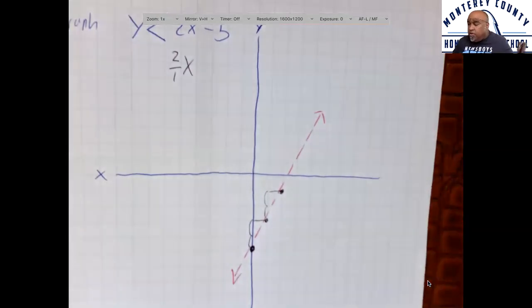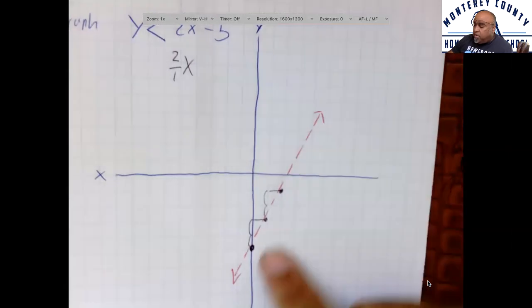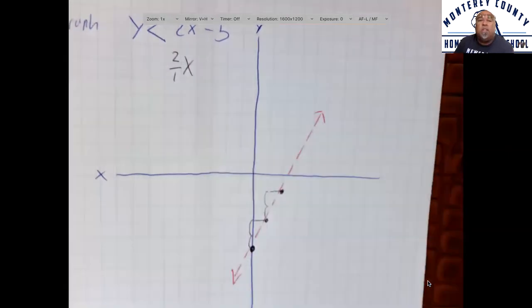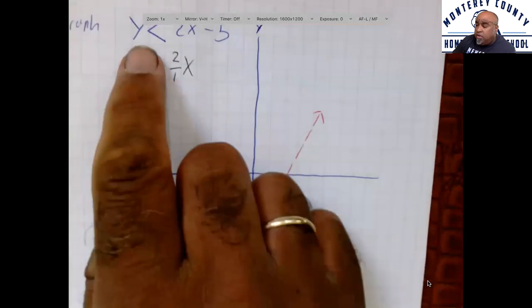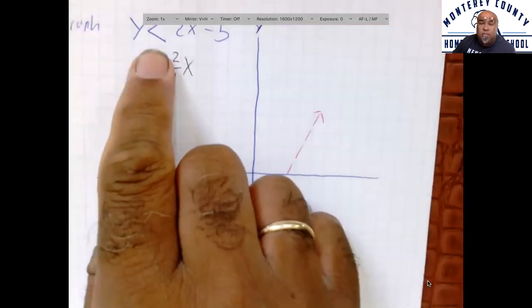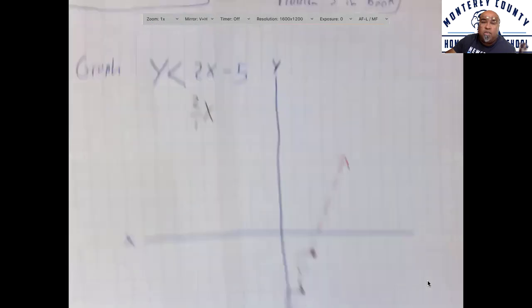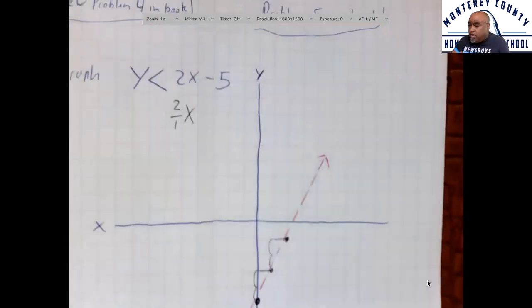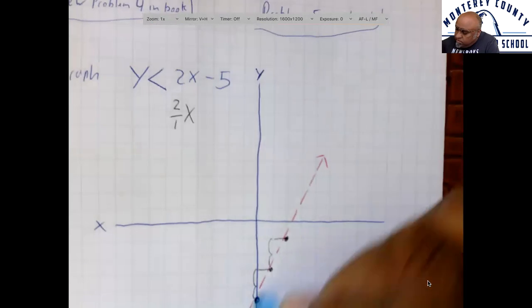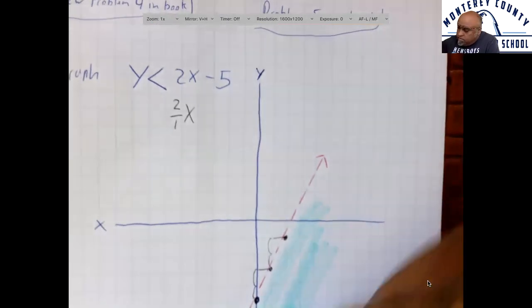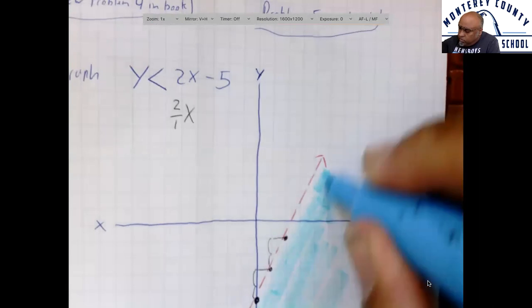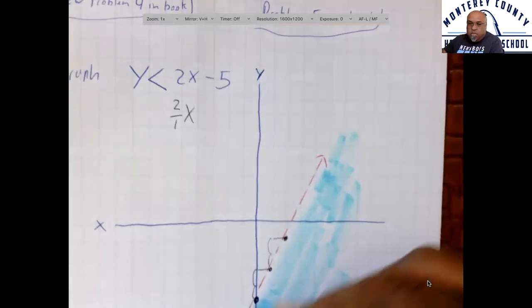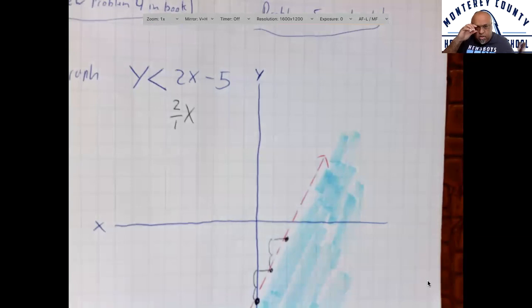Now the last thing I need to determine is, do I shade the bottom or the top of the line? Now in the last lesson, we said that you can do a test point, but in this lesson, we're going to do it by the inequality. So it says y is less than. So if y is less than, then we shade below the line. Okay, I hope that makes it clear. And we can always do a test point just to make sure we got it right.